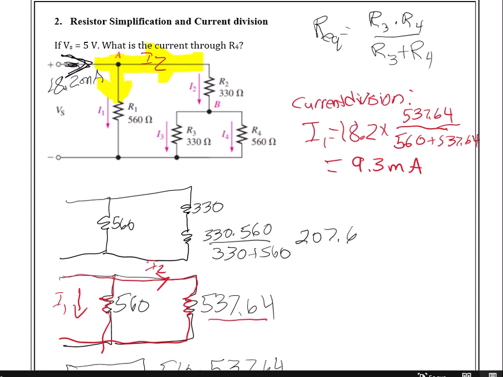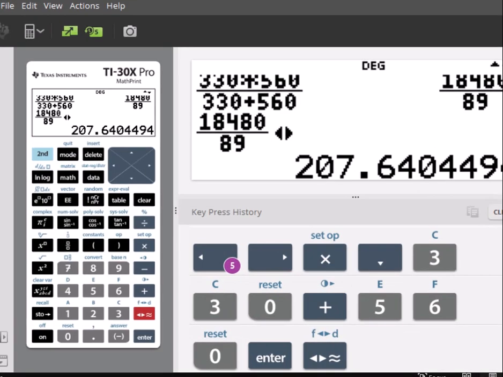Now, I don't know why, no, that's I2. I don't know why I said I wanted to find I1. I don't need I1. I1 is, well, I'll go ahead and find it. Let's see, let me do that.